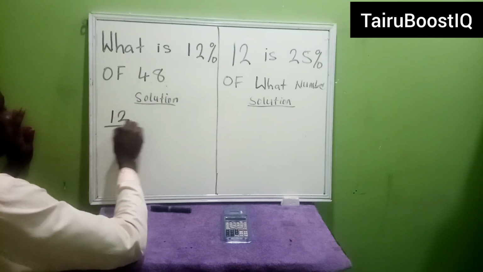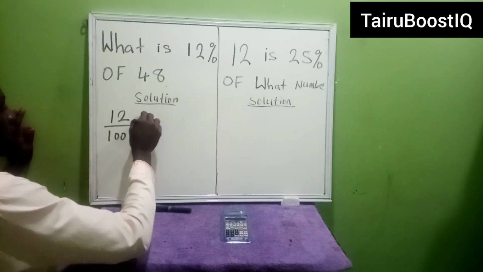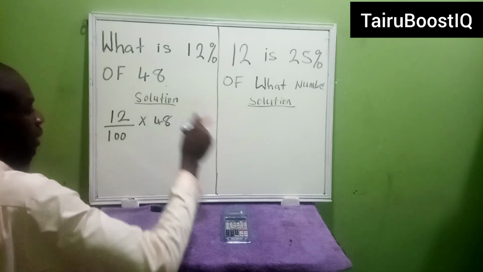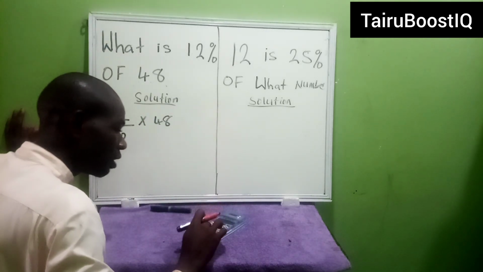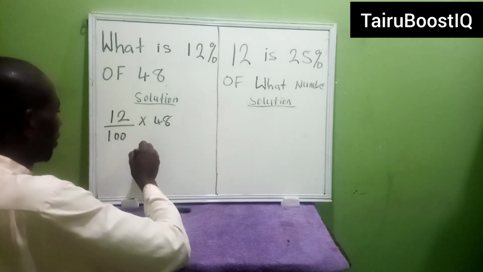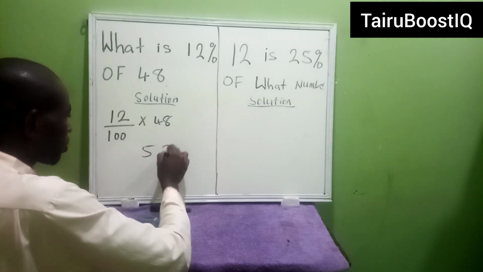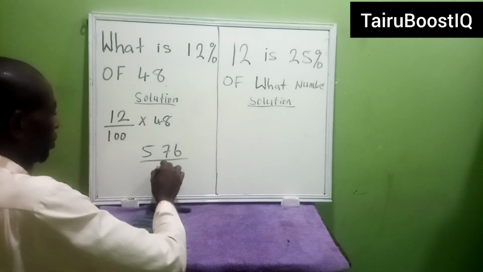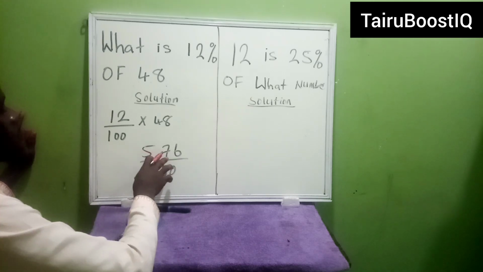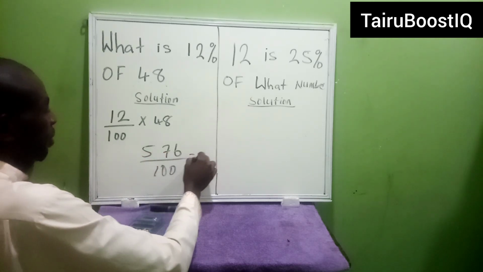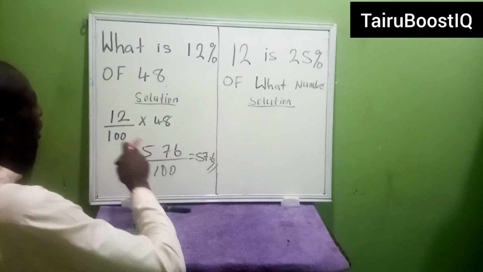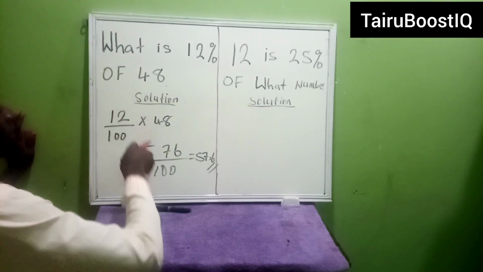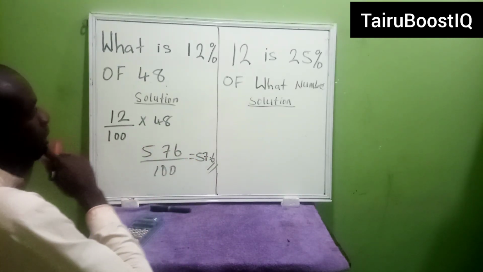to write it as 12 over 100 times 48. So when we have 12 times 48, it will give us 576 over 100. And when we divide 576 by 100, we are going to have 57.6. It means that 12% of 48 is 57.6.